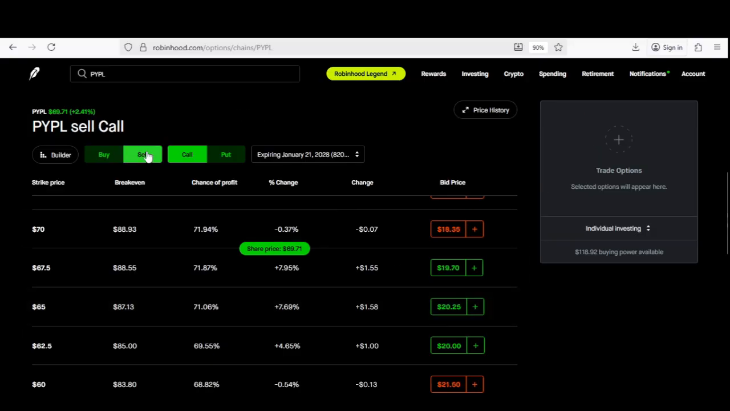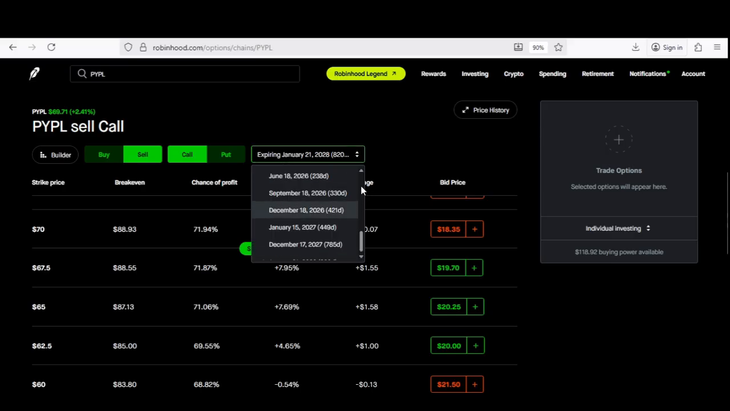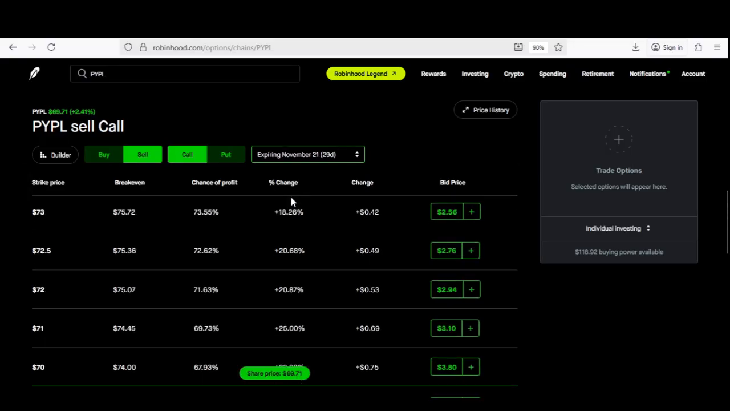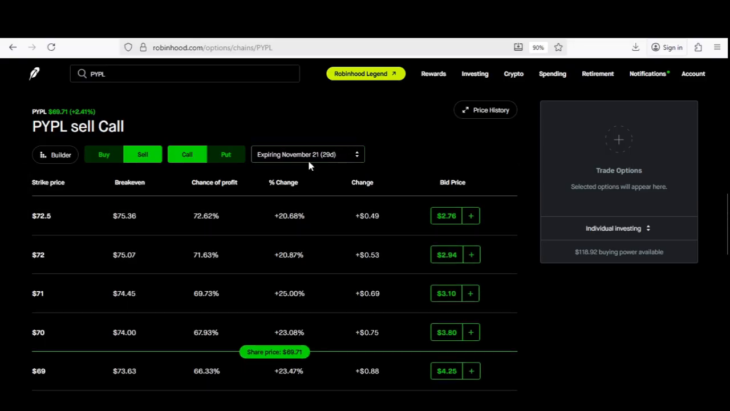I'm going to go now to sell. I'm going to go to call. And now I'm going to be going to choose a different expiration date. I will be going with the 21st of November, which gives me 29 days to expiration. My reason for using this particular date is that I personally like to do monthly expiration dates, or every 30 days. So November 21st gives me 29 days, which is almost a perfect month.